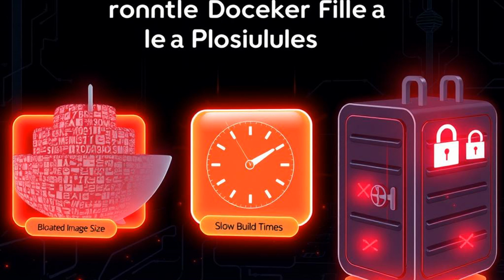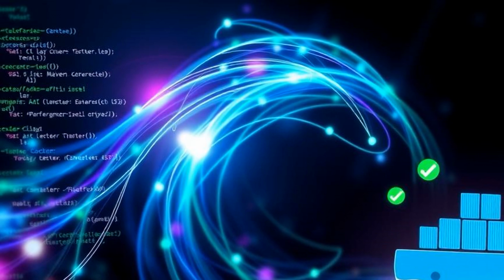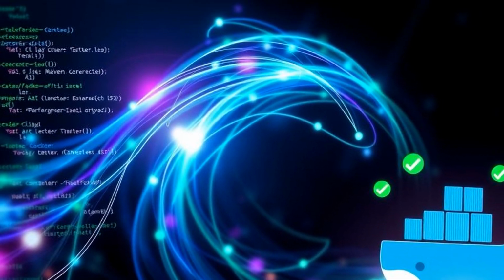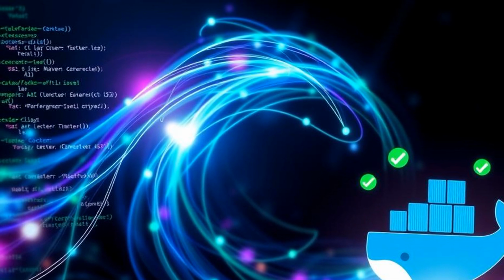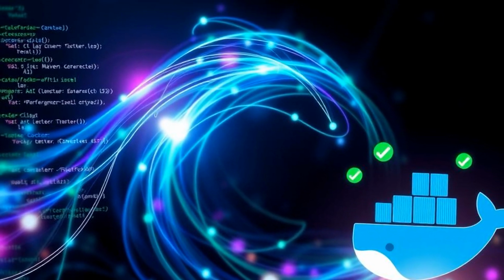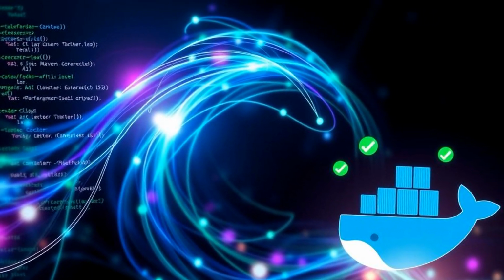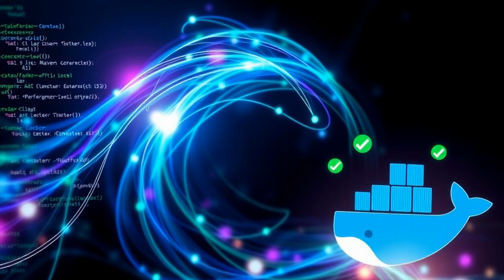This is where the power of generative AI steps in. Imagine an intelligent system that can analyze your Java microservice project, its dependencies, framework, and build tools, and then automatically recommend or even generate a highly optimized Dockerfile. This isn't just about syntax correction. It's about applying deep knowledge of Docker best practices, Java ecosystem nuances, and security principles.